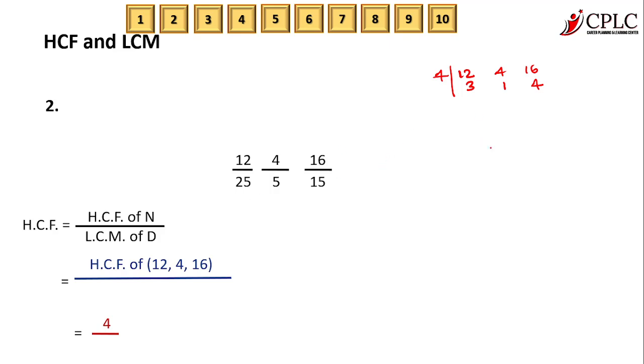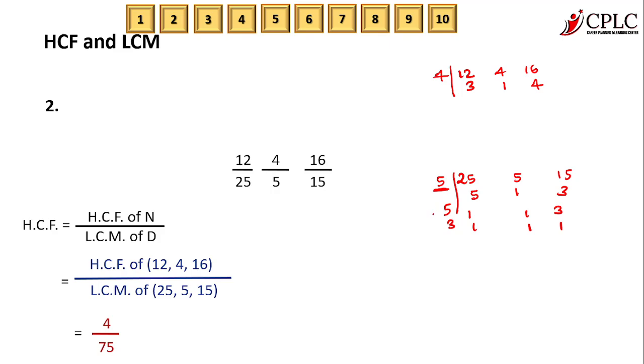Yes, then the LCM of denominators. So 25, 5, 15. I have to find out the LCM. Let's first take the common factor. So the common factor is 5. 5 fives are 25, 5 ones are 5, 5 threes are 15. This becomes the HCF because now there are only uncommon factors. And since we are doing LCM, we have to collect all, and then eventually 3 as well. So now we can multiply all of them. 25 threes are 75. So the LCM value is 75 basically.